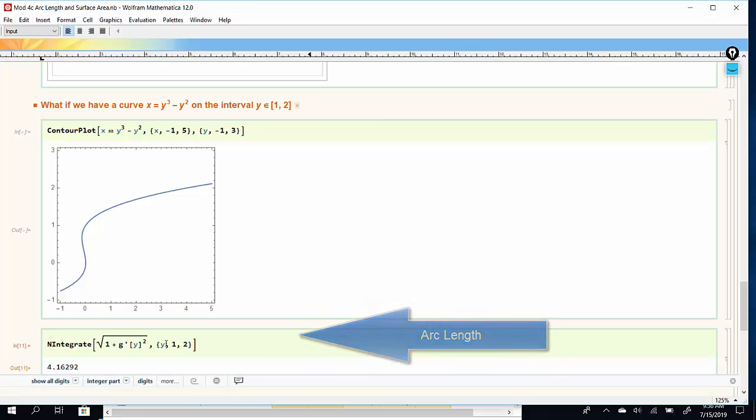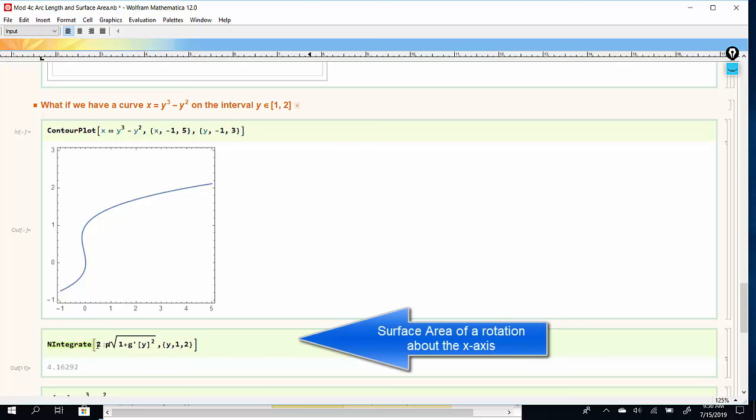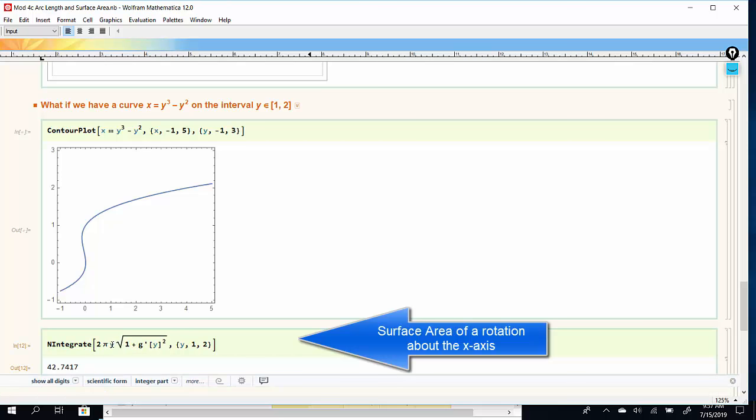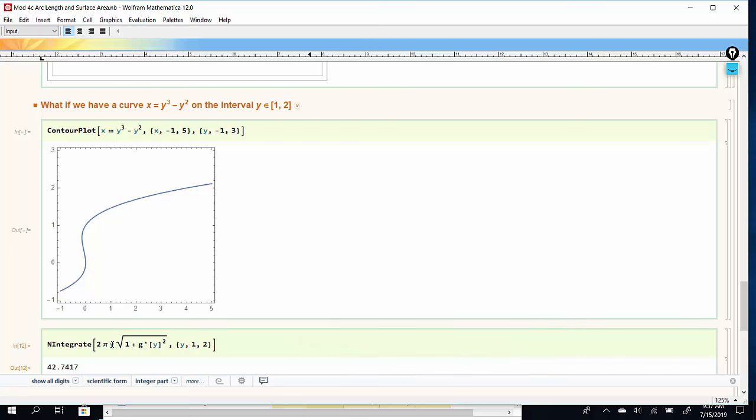Now what if I wanted to take this curve and rotate it about the x-axis? Well, in that case, I'd have to multiply by 2 pi and my radius value. In this case, the radius value would be y. If I'm rotating about the x-axis, that's the height from the axis up to my curve. Now the question is, do I need to use just y, or do I need to convert it to a function of x? But because my integrand is now a function of y, I can just leave this radius value as y. So this would be the surface area I would attain by rotating this curve about the x-axis.